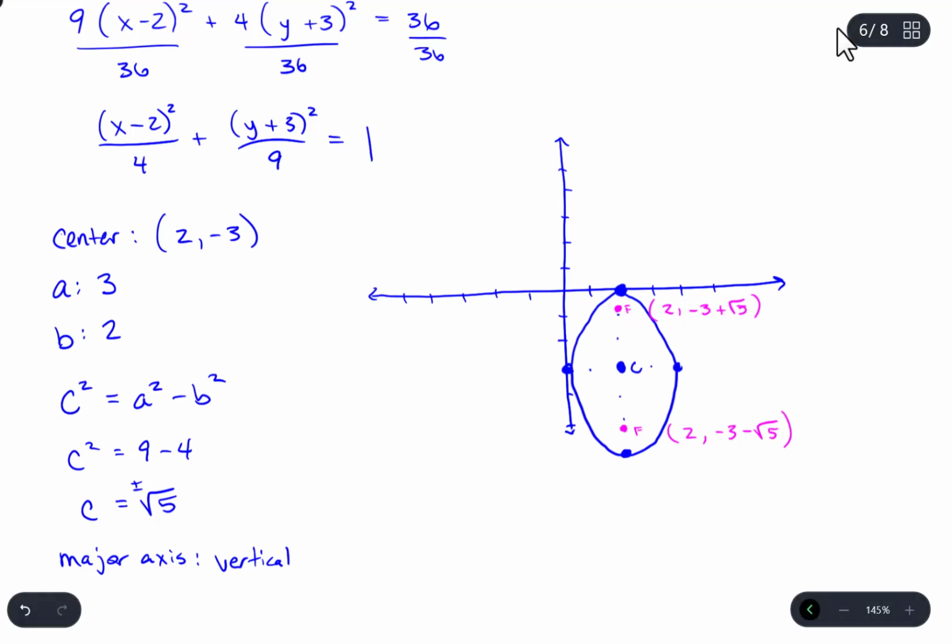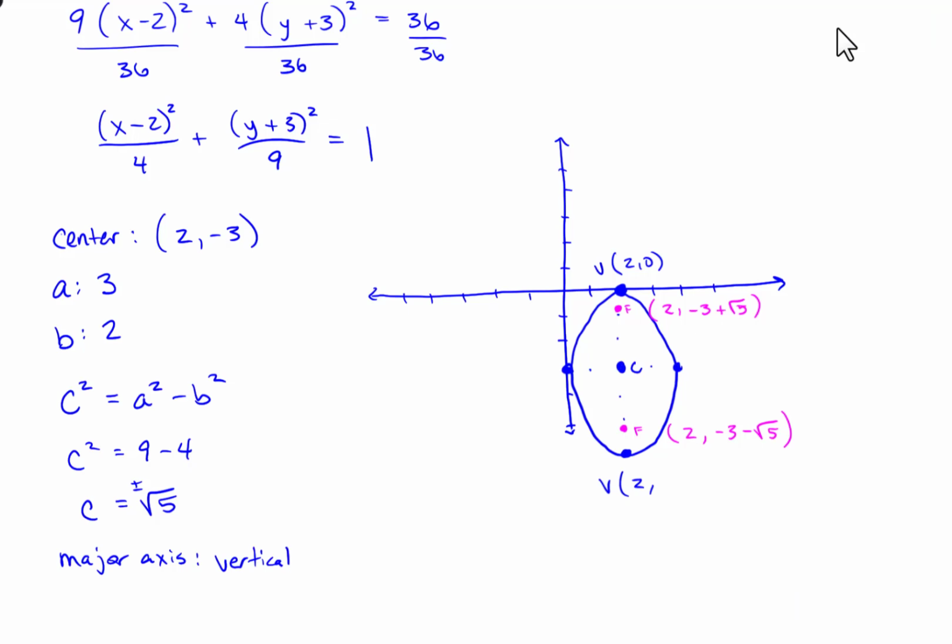If we need the labels for the vertices, again, you can memorize formulas for this stuff, but it's not really necessary, especially if you just take a moment to draw a picture. So this point is at (2, 0), and then this coordinate is at 2, and let's see, that's -3, -4, -5, -6. And there we have it.